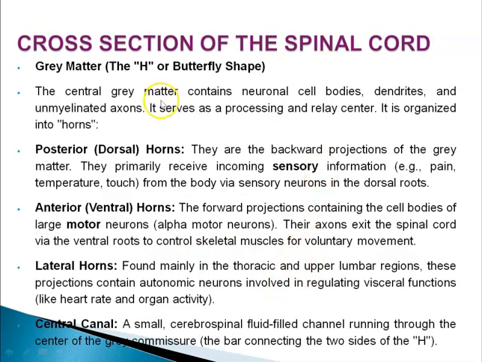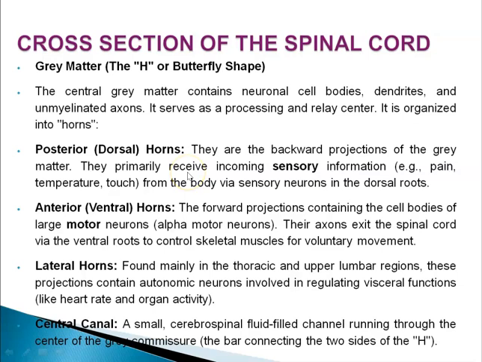So the central gray matter contains the neuronal cell bodies, dendrites, and the unmyelinated axons. It plays a crucial role in relaying, hence it is called a relay center. It is organized into horns, that is, the posterior or the dorsal horns. They are the backward projections of the gray matter.